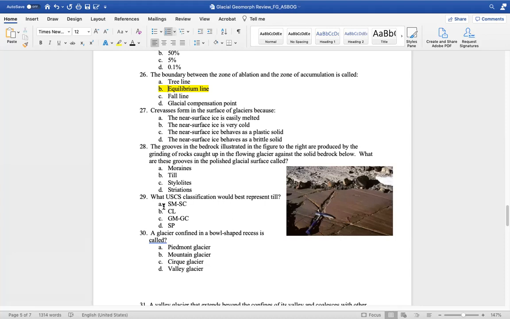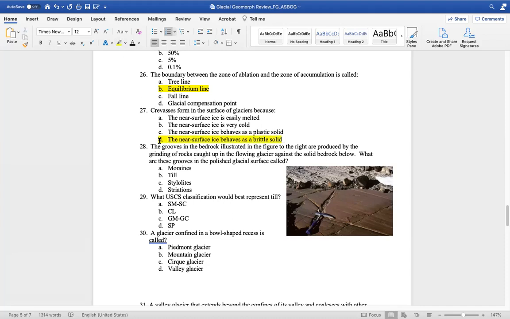What happens to form crevasses is when glaciers move around a corner, the near surface ice is going to start to break because of tension and shearing, because it's not moving. It's not as easily flowing, relatively speaking, as the bottom part. And so it's behaving very brittly and not plastically. Hopefully that clears up what I was trying to talk about earlier. So the near surface ice behaves as a brittle solid.